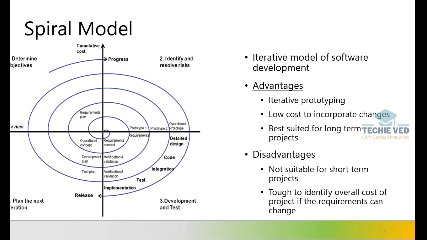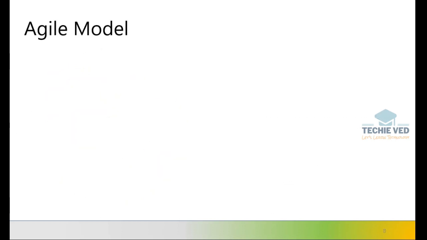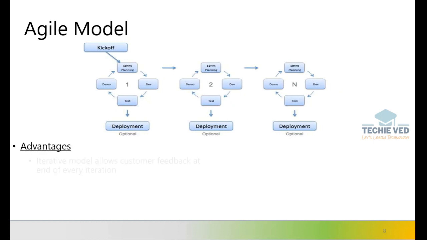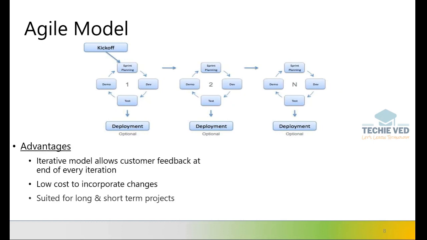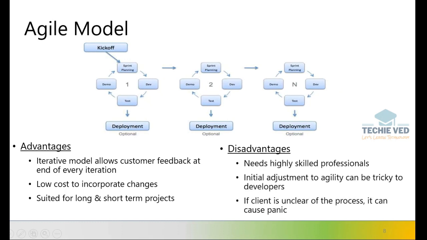Okay, let's look at the last model for today, that is the agile model. The agile model is again an iterative model. So here there are certain concepts that are brought into the picture, like iteration or sprint, and you'll have planning that is done. You'll have your development, and you'll have your testing and demonstration of whatever you have developed, and then going for deployment. And deployment is optional here. So this is done as an iteration.